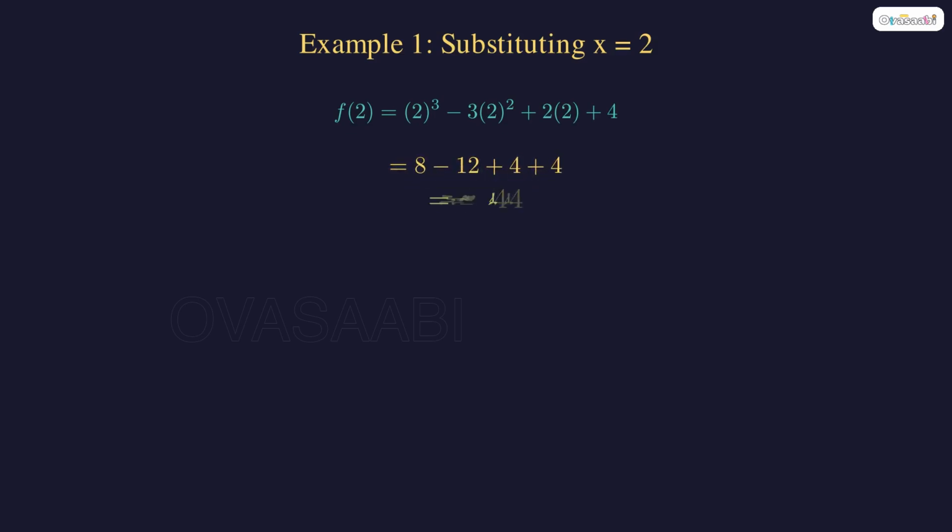Substitute 2 everywhere. 2 cubed is 8, minus 3 times 4 is minus 12, plus 2 times 2 is 4, plus 4. That gives us 8 minus 12 plus 4 equals 4. The remainder is 4.